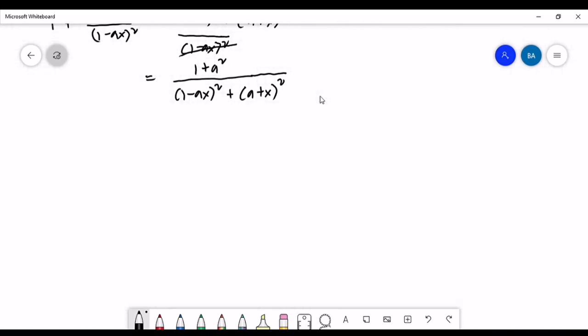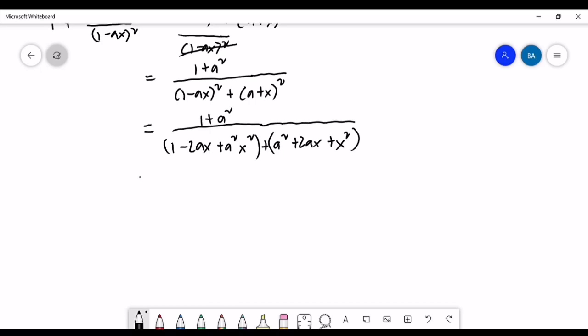Okay, so next step is we need to simplify the denominator. 1 plus a squared over, so this is equals to 1 minus, so the square of 1 minus ax is equals to 2ax plus a squared x squared plus this equals to a squared plus 2ax. So the square of a plus x is equals to a squared plus 2ax plus x squared.